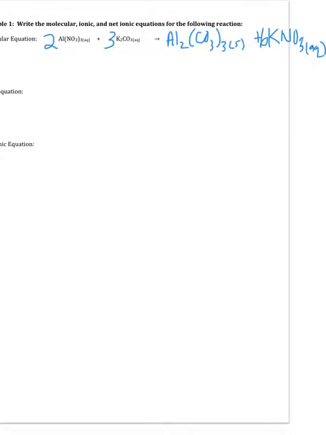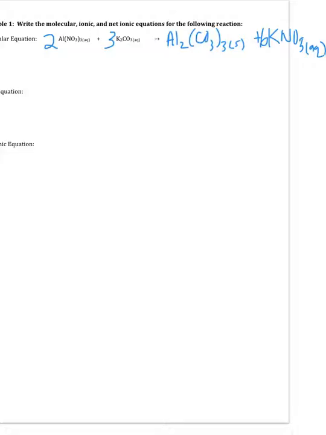Remember, the molecular equation is just the regular balanced chemical equation. Here's our molecular equation, our regular balanced chemical equation. Notice how I have the precipitate labeled, the aluminum carbonate, and then my other product is soluble in aqueous solution. In the ionic equation, everything that's soluble in water is actually ions floating around in the water. So we will dissociate, or break apart, each ionic compound that is soluble. So that's anything that's labeled aqueous.